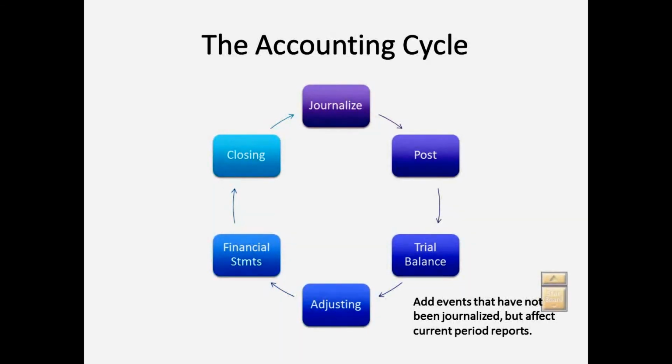So let's come up with some more examples of adjusting entries. So I buy supplies up front, okay, and then I use a lot of them. Every time I use a supply, I'm probably not making a journal entry. So at the end of the year, I count up how much supplies I have used, and I record the missing supplies as supplies expense, and I get rid of the supplies inventory.